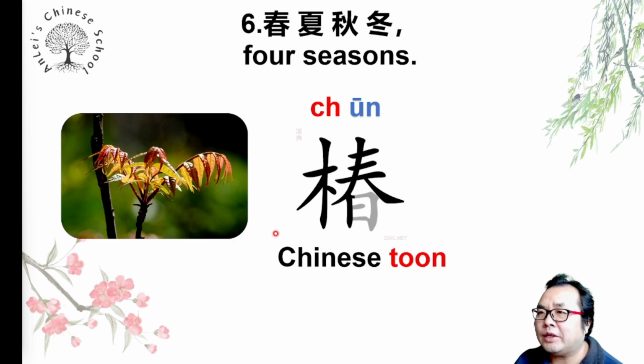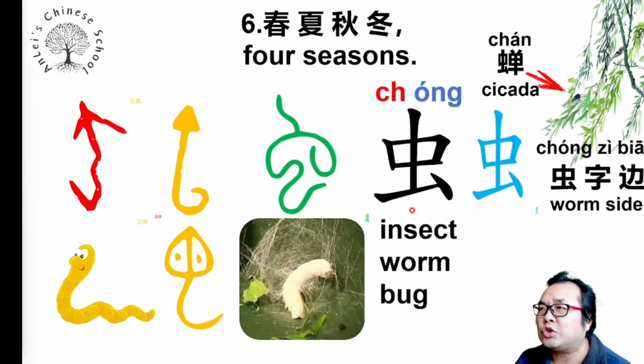Left side, the wood radical, symbolizes a tree. The right side, spring, chun, is the pronunciation. Chinese people love the Chinese toon. This character is chong, insect, worm, bug. The oracle bone inscription and the bronze inscription are just like a worm. Another writing of the bronze inscription is like a snake, but the small seal script is really confusing.